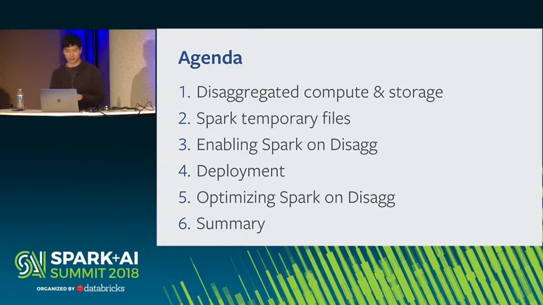So here's an outline of the rest of the talk. I just discussed what we mean by Disagg. I want to briefly touch on what Spark uses temporary files for. Then I want to discuss how we enabled Spark on Disagg at Facebook, then how we deployed it, and then talk about some more optimizations that we did to run Spark more efficiently on Disagg.